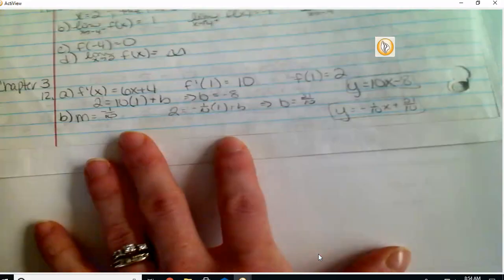So, number 12. Actually, I posted the answer key on Classroom, didn't I? You did. Yeah. Pull up that and check it that way, and then we'll go over what we need to. That would make much more sense.